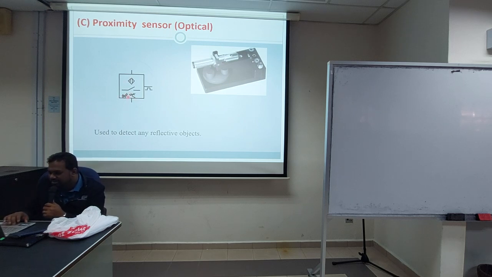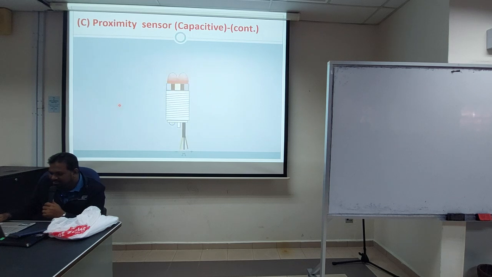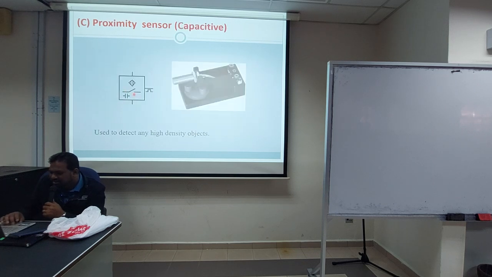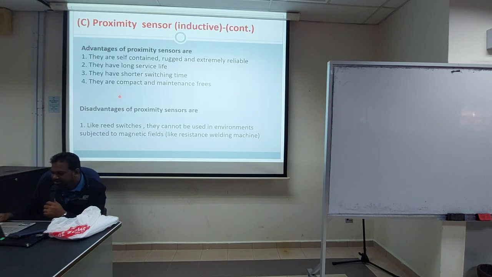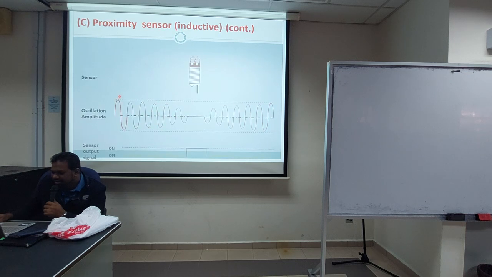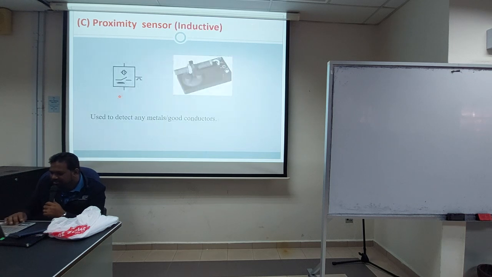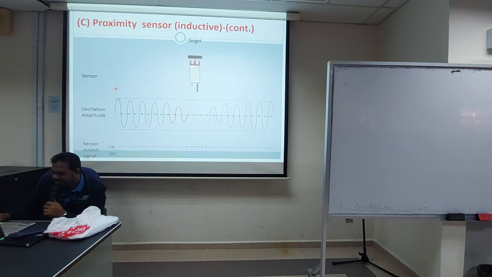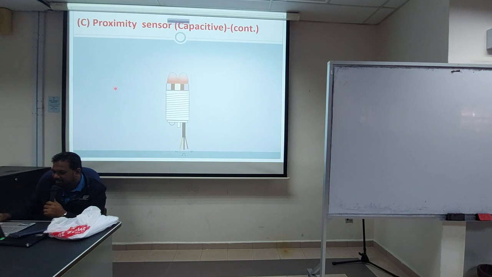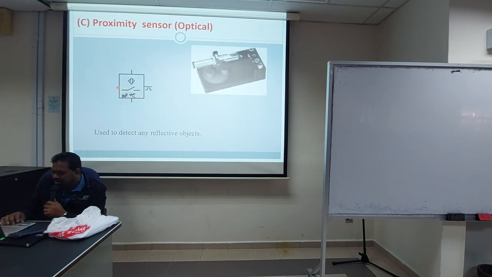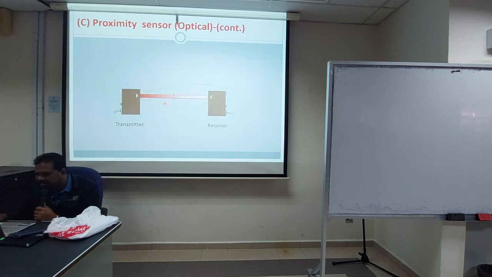So dia letak dalam ni. Macam tadi capacitive, so you can see dia dekat tengah ni ada capacitor. So inductive, ada inductor punya simbol lah. So ada inductor punya simbol. So that's the only difference. Okay. So for about the proximity sensor, know the different type of function. Untuk material apa dia akan detect.